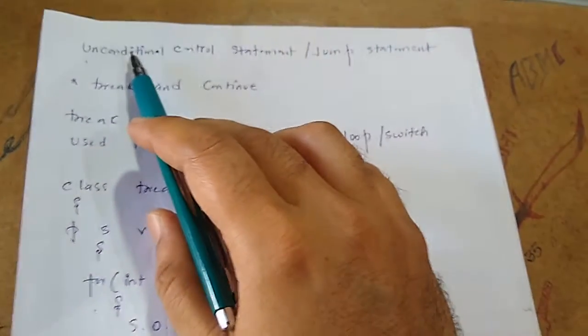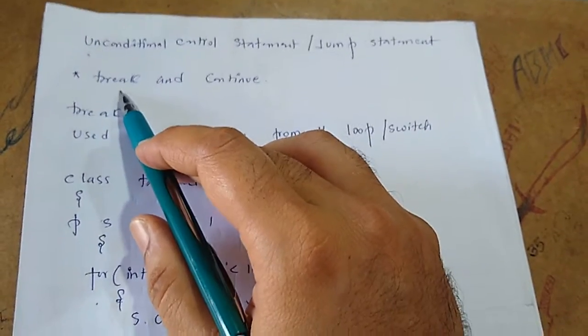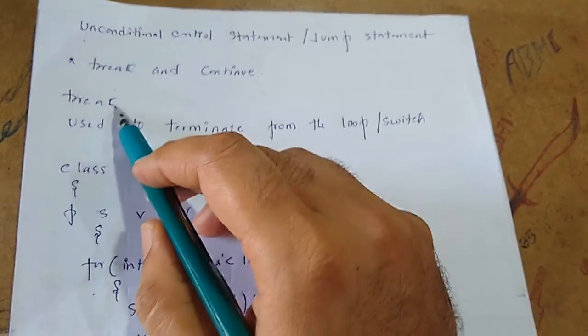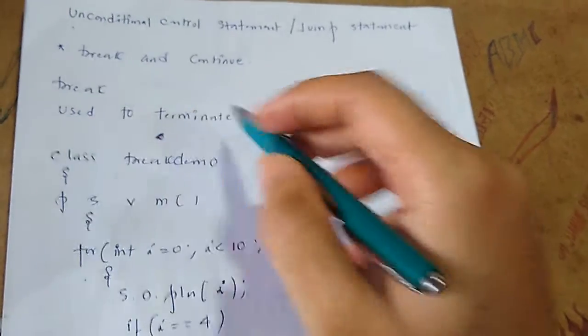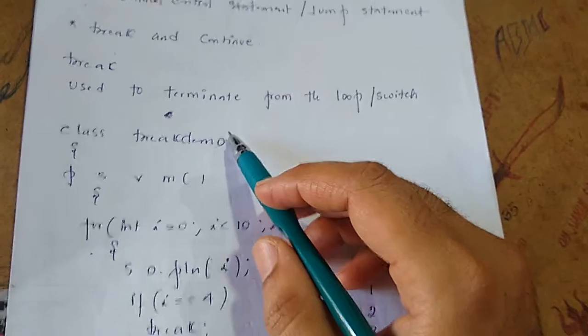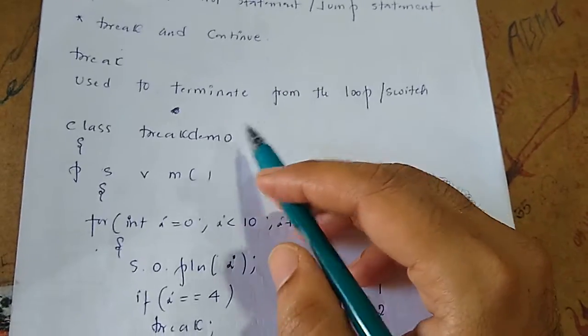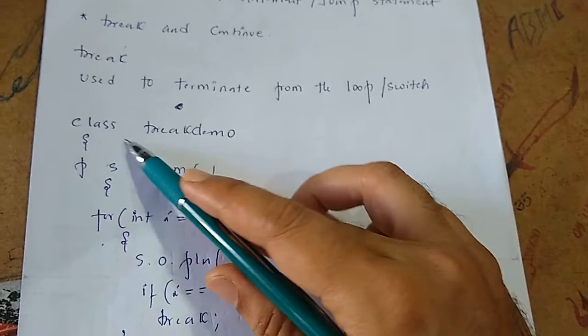Yeah, the next concept is unconditional control statements, or jump statements. In the syllabus we have break as well as continue. So what is the use of break? Break is used to terminate from the loop or switch. Just like in the previous program we used break to come out of the for each loop.